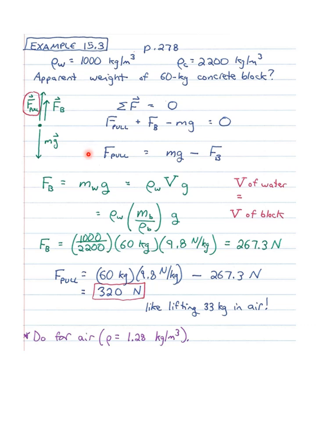And now we need to start plugging things in. Well, mg is easy because we're given the mass of the concrete block. Of course, we know g is 9.80 meters per second squared, but we need to figure out what buoyancy force is. So let's apply Archimedes' principle. Buoyancy force is the mass of the water that's been displaced times g. And that is the density of the water times volume. Remember, density is mass over volume, so mass can be replaced by density times volume. And of course, we still have our g right there.